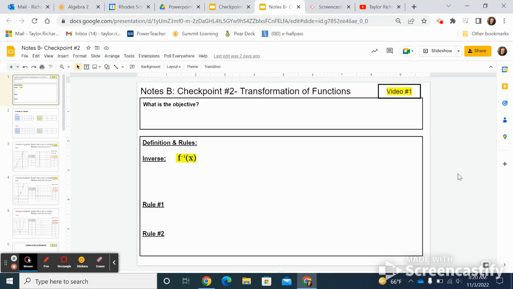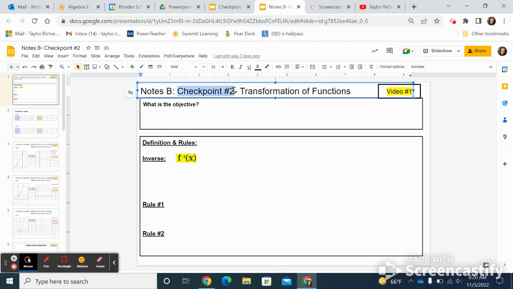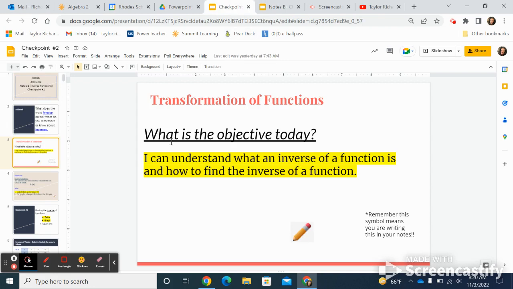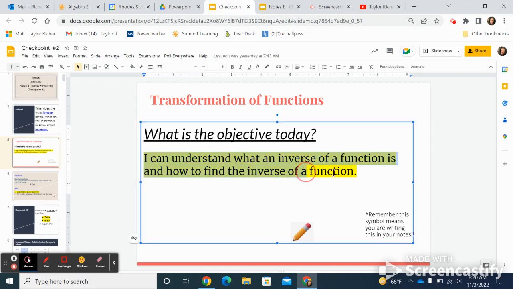Hi everyone, this is video 1 for Notes B, which is going to be working towards checkpoint number 2. So this first slide is pretty much just information you have to put down, and then the second slide is going to be some examples. So the first box is asking what is the objective. I'm going to show that on my screen, and you can type in this yellow sentence.